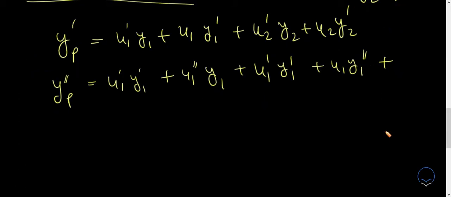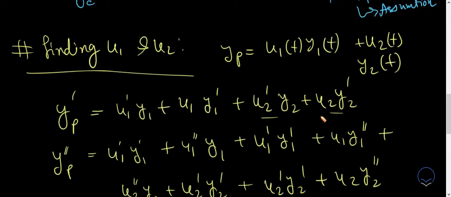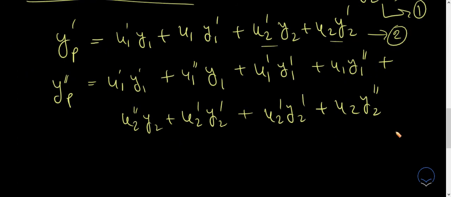Similarly for u2, you will have u2 double prime y2 plus u2 prime y2 prime plus u2 prime y2 prime, then u2 y2 double prime. And now what we are going to do is, let's call this equation 1, this is equation 2, and this is, let's see, equation 3.